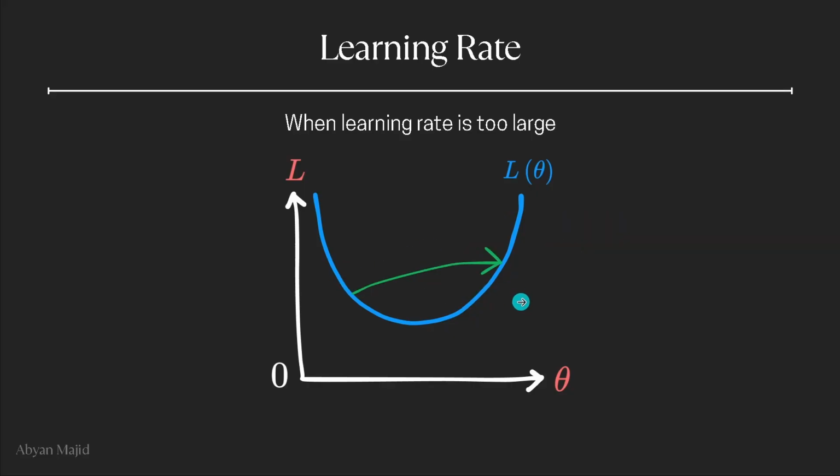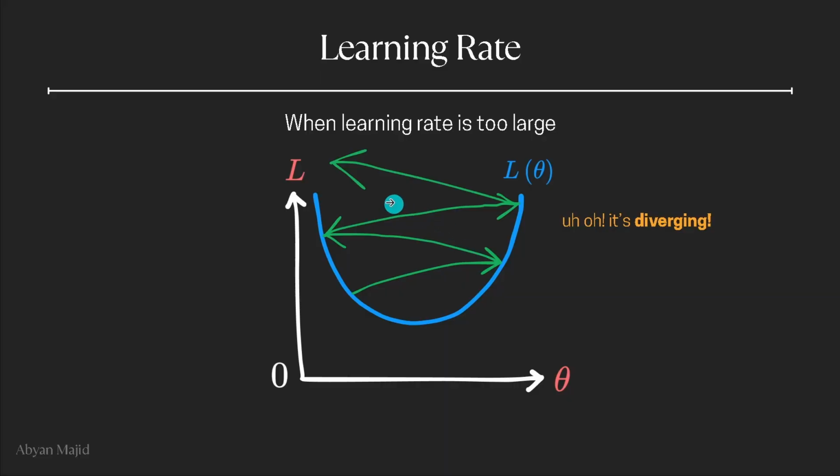And let's consider another case where the learning rate is also too large. And maybe you can also already see where this is going. The initial jump is going higher. So let's take another jump. It's going even higher and higher, and you're escaping. You're literally escaping the hole. And we say that we're diverging.